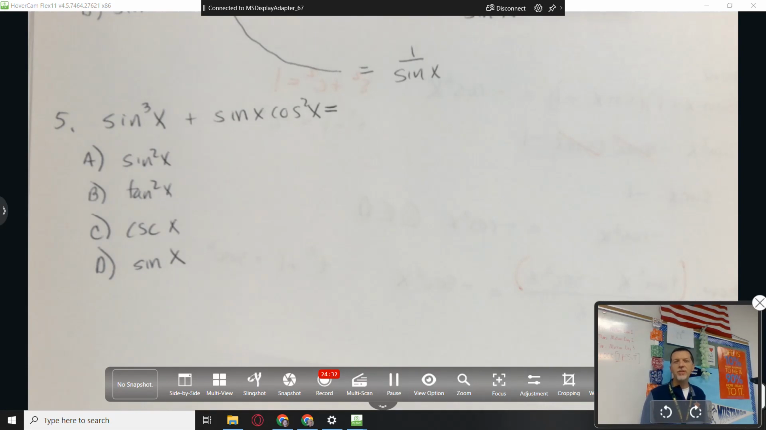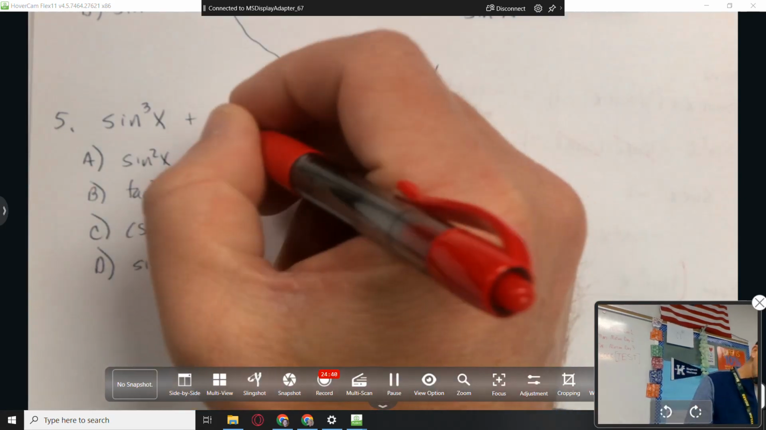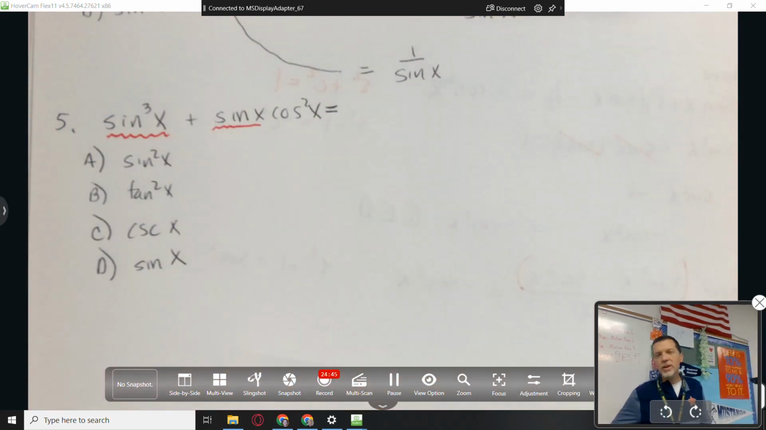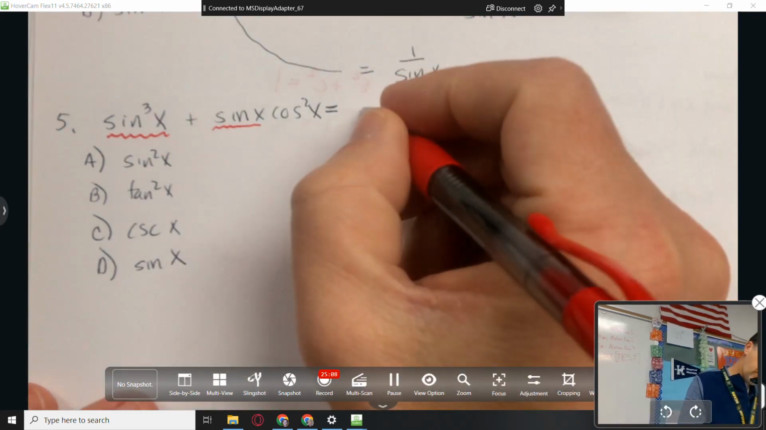Any thoughts on what we could do first with this? Well, not really combine, because they're not like terms. I could... both of them have a sine in them. So I could take out a sine and put the sine out front.